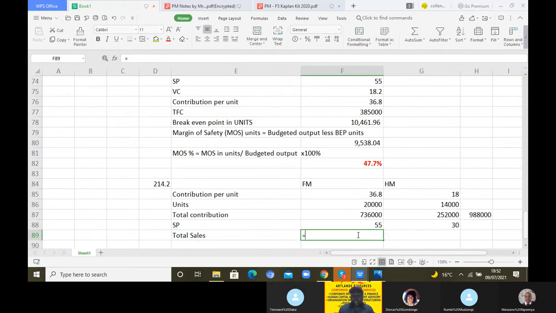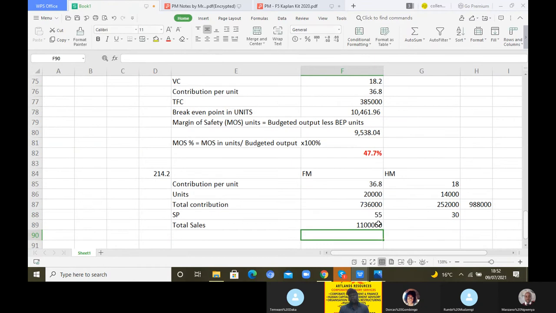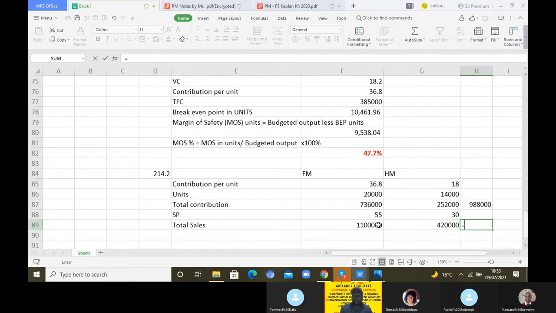Total sales, you are saying units multiplied by selling price. That's how you get total sales. And then you add here, equals this plus this.